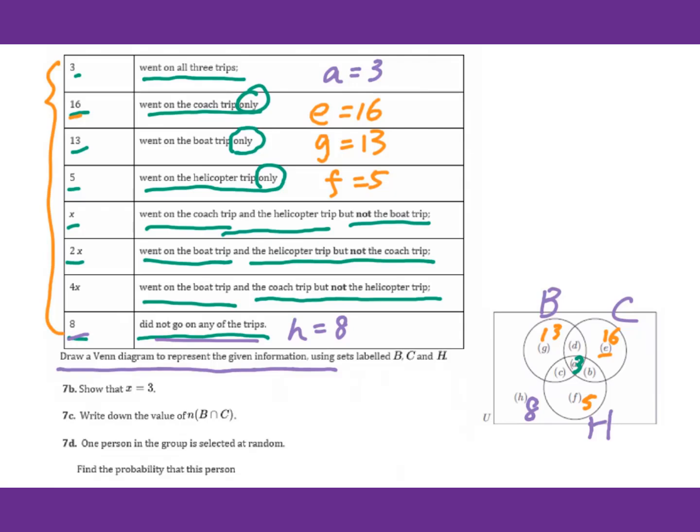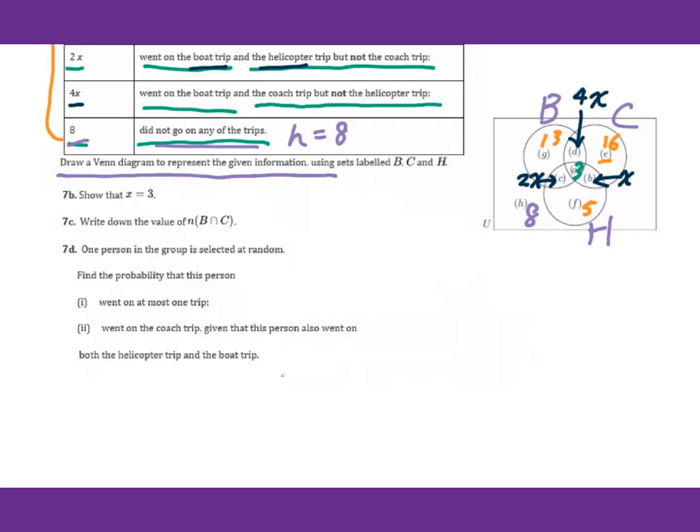x went on the coach trip and the helicopter trip, but not the boat trip, which means this is B. Coach and helicopter, but not both, so you get B equals x. 2x went on the boat trip and helicopter, but not the coach, so this is C equals 2x. 4x went on boat and coach, but not the helicopter. D equals 4x.